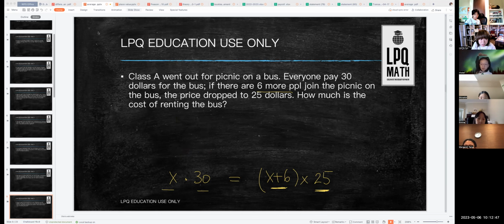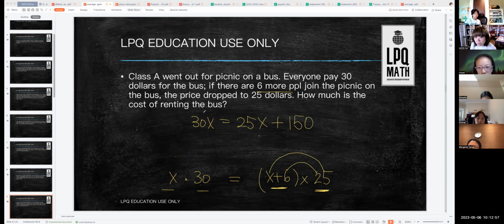Okay, so now let's calculate. 30x equals, expanding, 25x plus 150. Get it? So 5x equals 150. So x equals what? x equals 30.